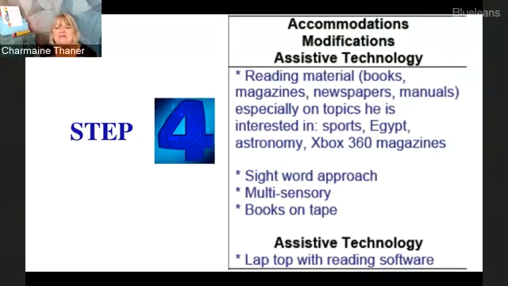So after we do step 1, which is writing your strengths, step 2, writing needs and making sure that you address why they need to be with typical peers. Step 3 is writing goals and what you're going to have in the goals as far as the setting. And step 4 is accommodations, modifications, assistive tech.